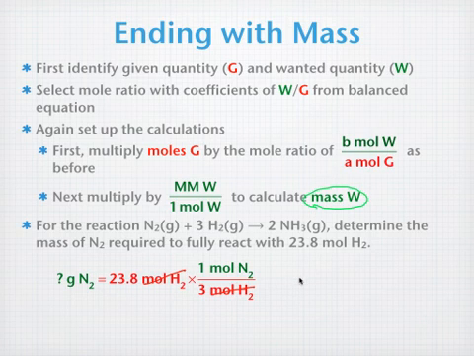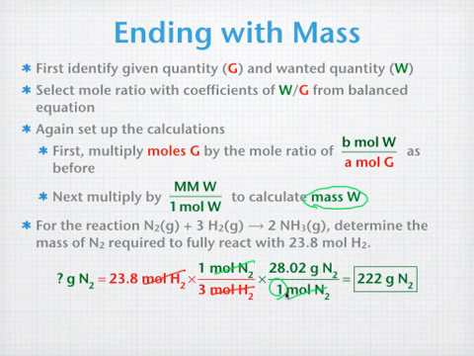So we're going to now take the molar mass of the nitrogen, and we're going to put the moles in the denominator because we want the moles of the nitrogen and the moles of the nitrogen to cancel out. Again, 1 mole of nitrogen in the denominator, multiplying by 28.02 grams of nitrogen. And our result comes out to be 222 grams of nitrogen.